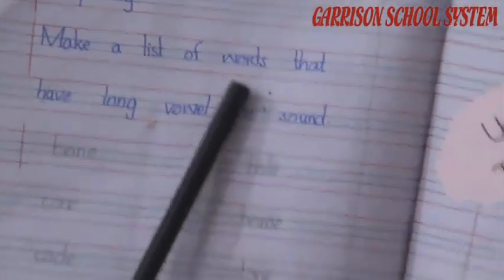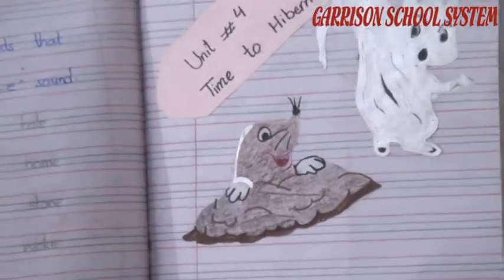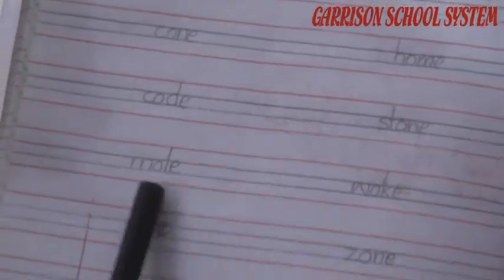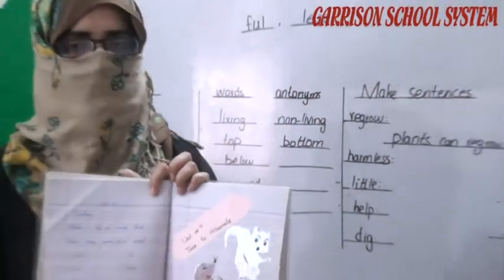The next activity is about the sound words, like OE sounds, that are also given in your course books, and I am also giving them here. OE sound words like bone, hole, home, code, stone, mole, pole, zone. These are all about your notebook task.